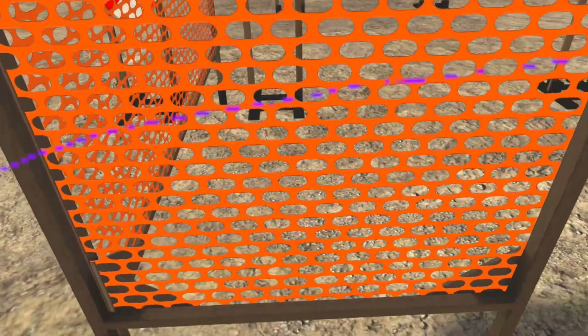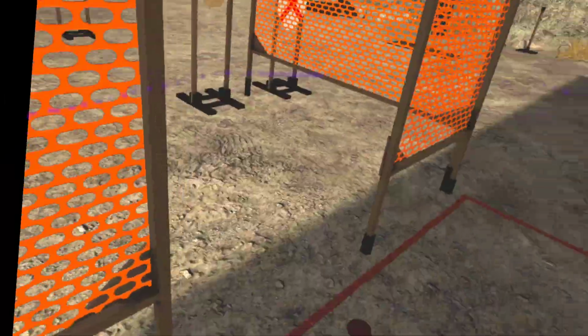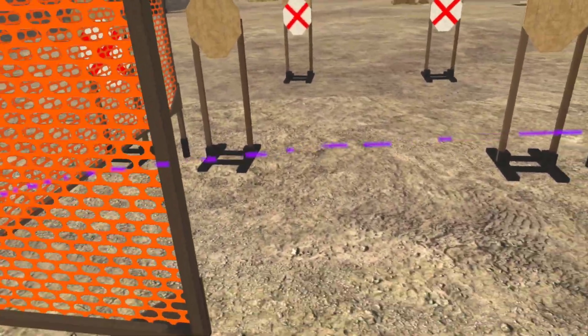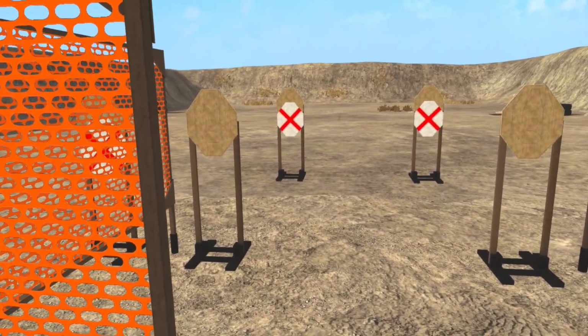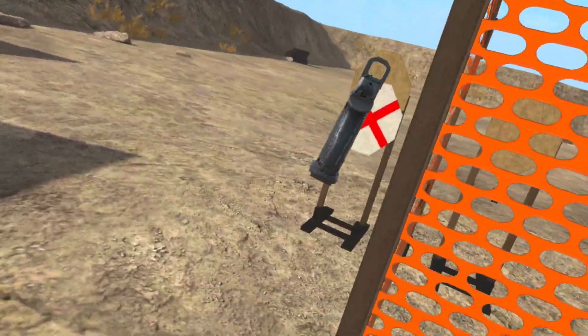Keep the muzzle pointed down. Please proceed to the starting area. Stand by. Transitioning one-handed support.